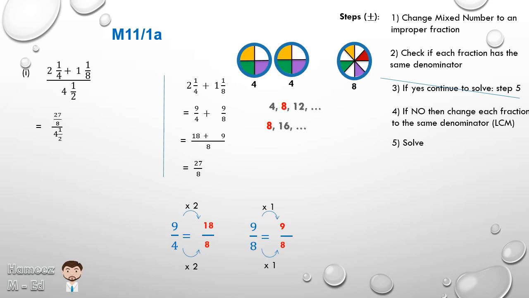This, with 3 division signs, tends to give some of my students problems. As such, we will separate it. So we'll write it as 27 over 8 divided by 4.5. And steps for doing division of fractions.